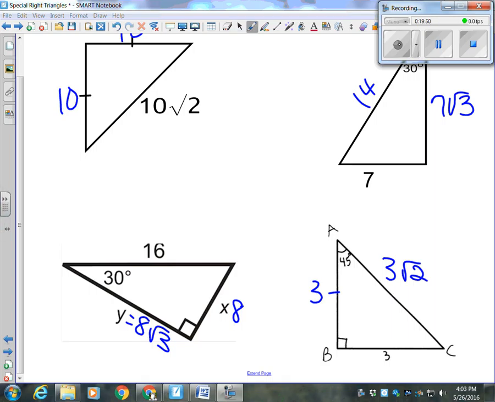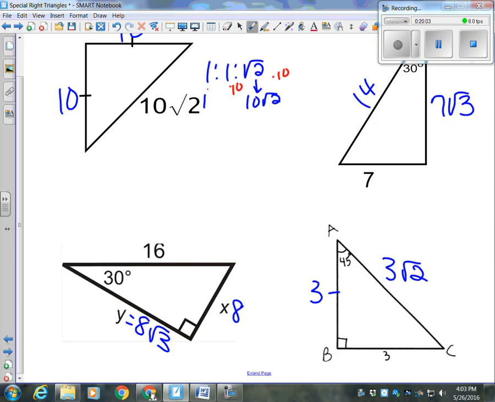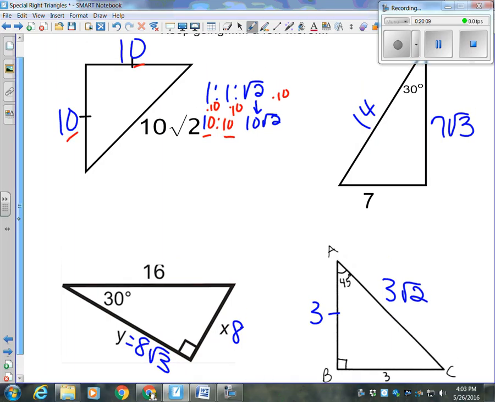Again, look at your ratios. This was in proportion of 1 to 1 to square root of 2 because of the 45, 45, 90. So this one was 10 times the square root of 2. So it looks like we must have multiplied that one times 10. So that means everything else was multiplied times 10, and so I got 10, 10, and 10 square root of 2. So that's where 10 and 10 came from.